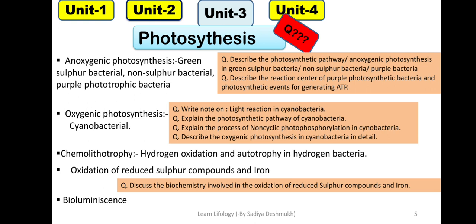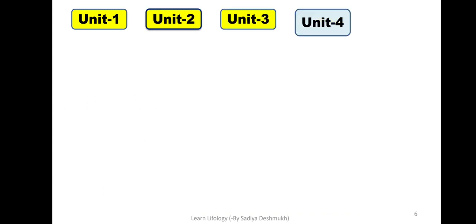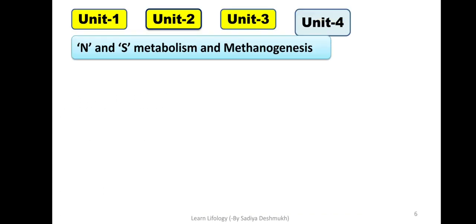Remaining points are asked in the minor questions that we'll discuss in the last slide. So bioluminescence is also asked, but most of the time it is asked just for the 4 marks as a short note. Then from the last unit, that is unit number 4, nitrogen and sulfur metabolism and methanogenesis.